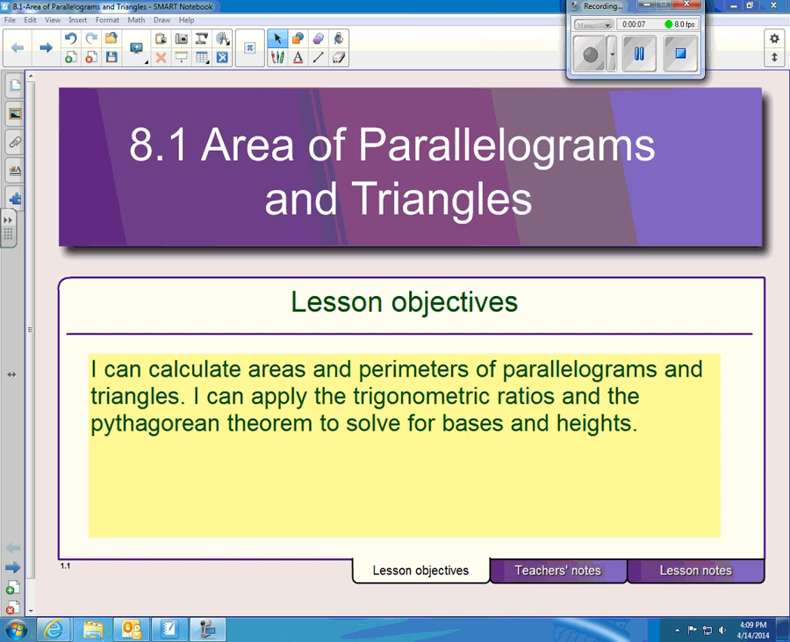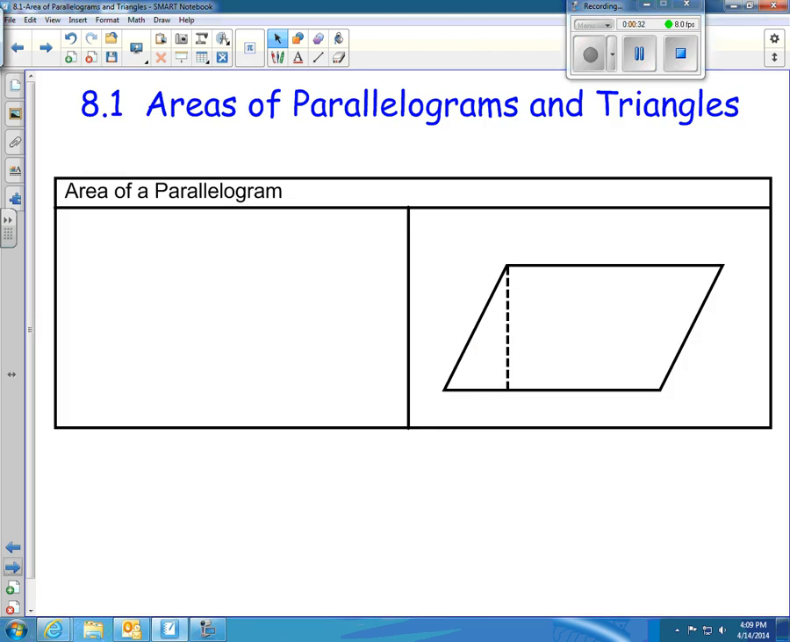We're going to cover areas of parallelograms and triangles. So our learning targets today say I can calculate areas and perimeters of parallelograms and triangles. I can apply the trigonometric ratios and Pythagorean theorem to solve for bases and heights. So we're going to see trig ratios again. We're going to see Pythagorean theorem again. So if you don't remember those, make sure you go back and watch some of those past videos we've done. All right, so let's talk about the area of a parallelogram.